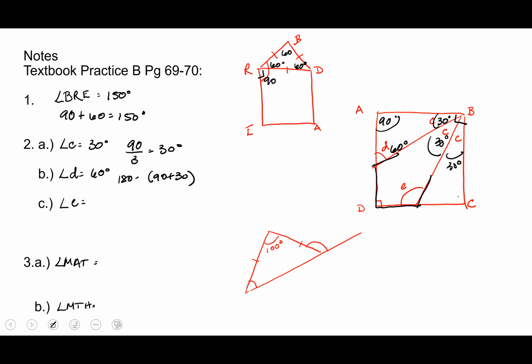But we could go ahead and add 30 degrees and 90 degrees over here in this triangle. And then we'd get 120, which would mean that this would be 60 degrees right here, right? And then we can use 180 minus 60 degrees because those are on a straight line to equal 120 degrees. Okay, Alex. So it would be 120 right here. That would be 120, yes.